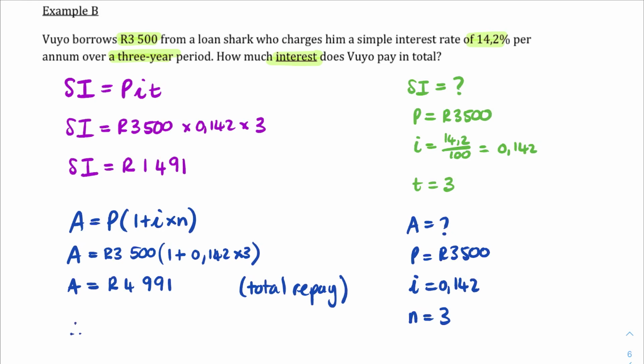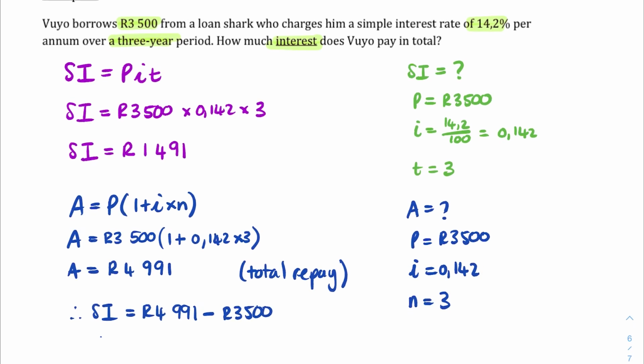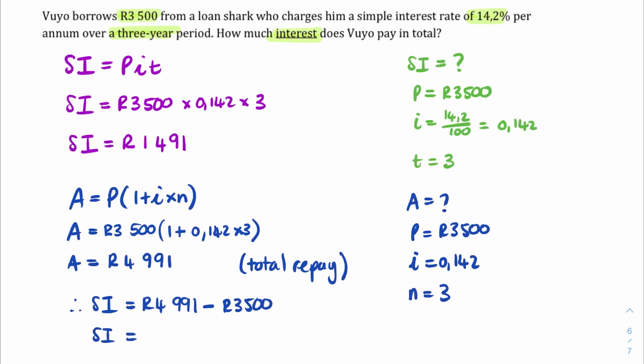So therefore, if we want the interest, it is going to be this payment of 4,991 Rand minus his original loan of 3,500 Rand. And if you go and type this in, we see that we get that same answer of 1,491 Rand. So you can just learn your A formula and use that for all of these types of questions. Okay, you need to go and do exercise 4 now, and remember to mark your work.